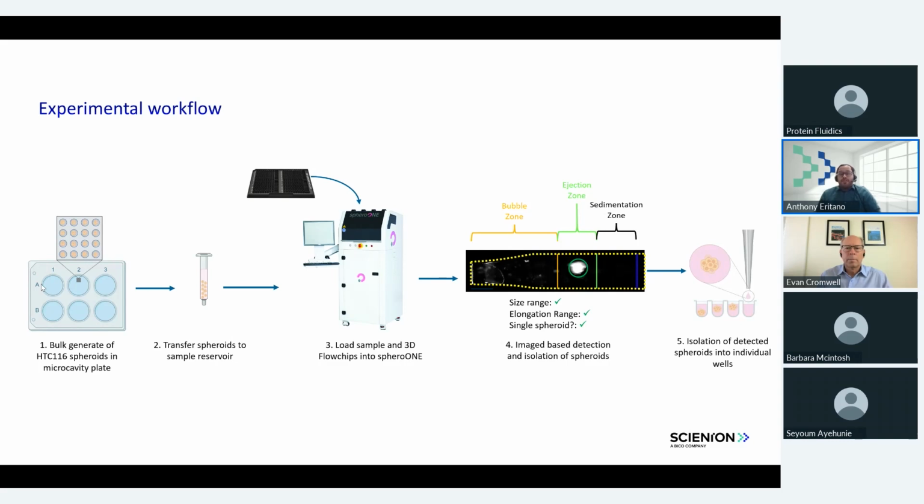And then during this process, the spheroONE takes images and it checks criteria. So the first criteria is, is the object that detected the spheroid cell aggregate the correct size? Is it in that size range we specify? Does it match the elongation range? So the elongation range gives us shape. And is it a single spheroid? So if that particular spheroid passes all of that criteria, it'll be dispensed into the well. Next slide.